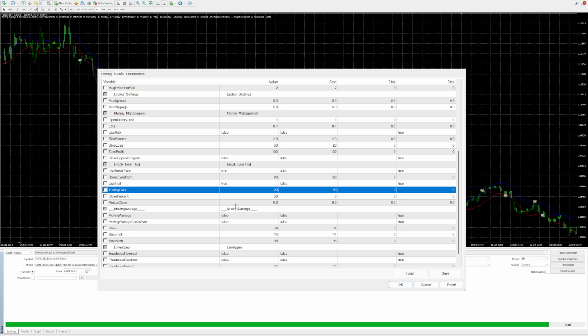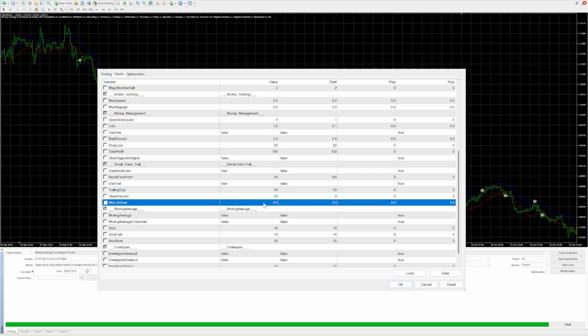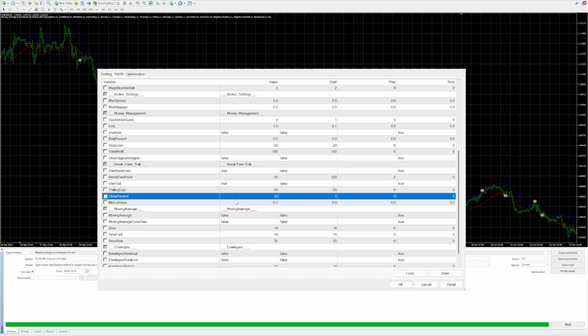So if you just set minimum lot to close, let's just say you were trading one standard lot, minimum lot to close 0.5, and you had close percent at 50, the EA would just keep closing 50% of what's remaining of the position until there's 0.5 lots left, and then it just won't close anymore. It just lets that position run. This can be good to lock in profits and try to capture big moves.